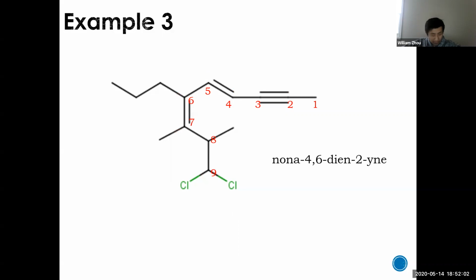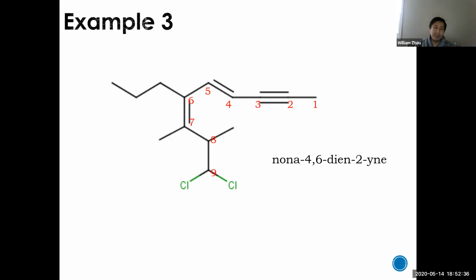9 for nona. 4,6-diene. 4 and 6, you have a double bond. 2-yne on carbon 2, you have a triple bond. See? You have to name both double and triple bond. Nona, not non, because N and D, you need to have a vowel in between. So nona-diene. Now, the diene dropped the E, if you notice.